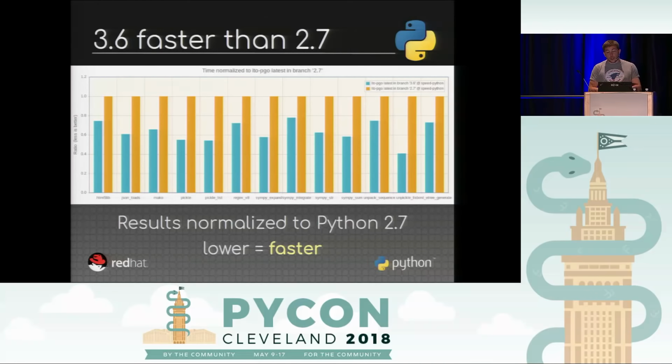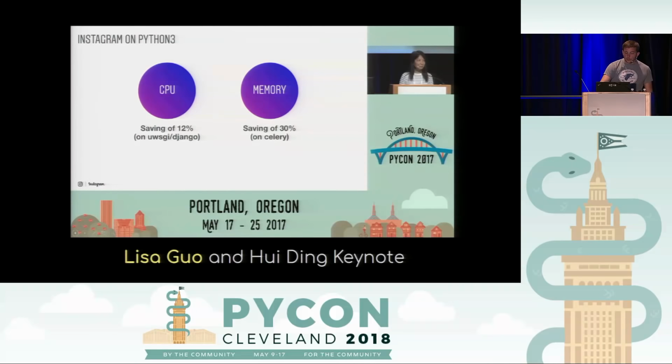Oh, and something else, the other good news is that Python 3.7 is coming in a few months, and it's already faster than 3.6. To give you another number on performance, the Instagram company moved their application in production from Python 2 to Python 3, and they reduced the CPU usage by 12%, and for the memory usage, they saved 30%.